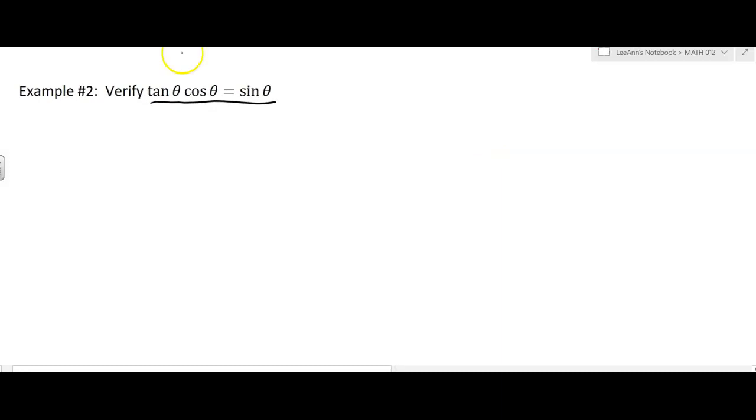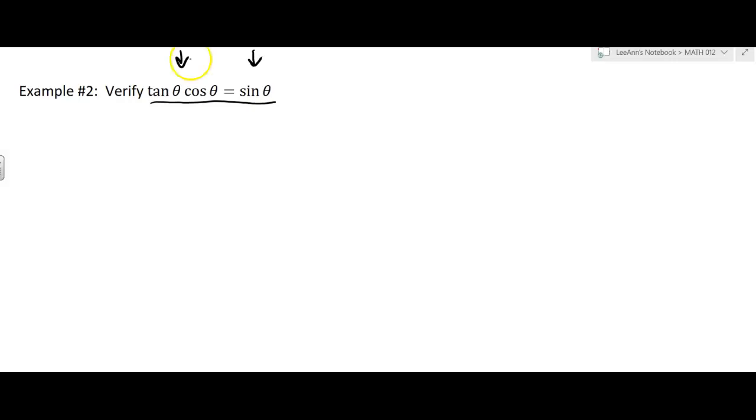So it looks like the left side is more complicated this time, right? You've got tangent theta, cosine theta, but on the right you just have a sine theta. So I'm going to be working on the left-hand side, and I'm going to be trying to turn that into a sine theta. Now one thing I look for is, right now I don't have a sine theta on the left, do I? Okay, there's just a tangent and a cosine.